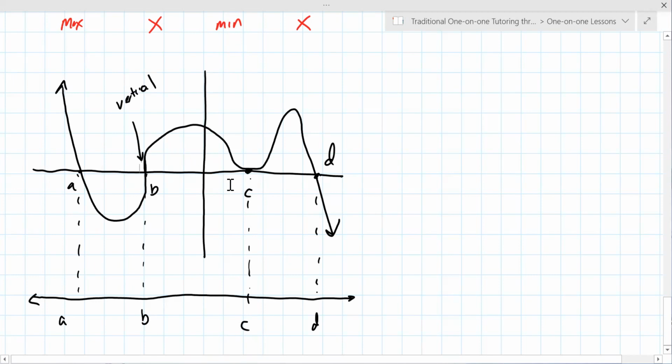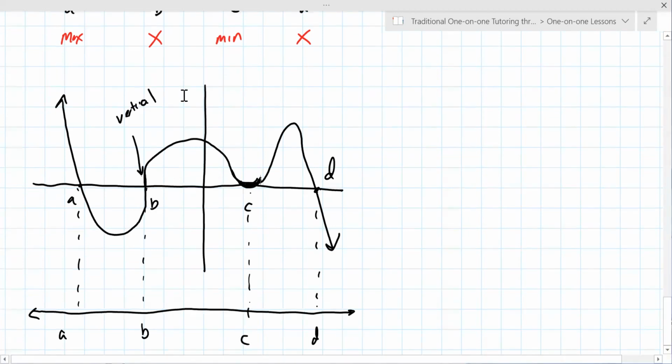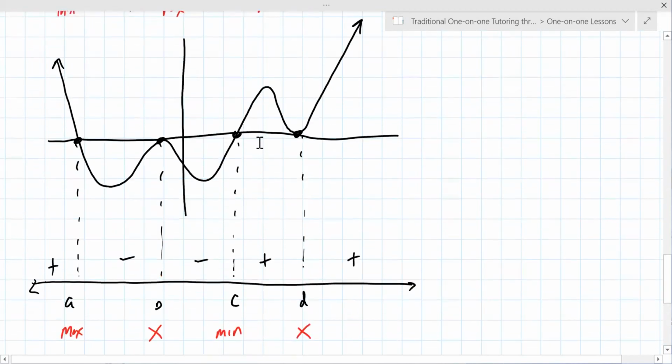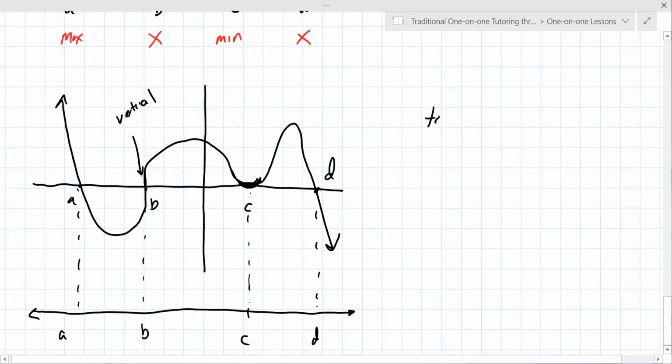What is C? C is a zero also, but it doesn't cross. It touches though. A zero can be one that touches too, just like in the previous one. See how these touch? Touches are critical points. Is a critical point the same thing as a zero? Yes.